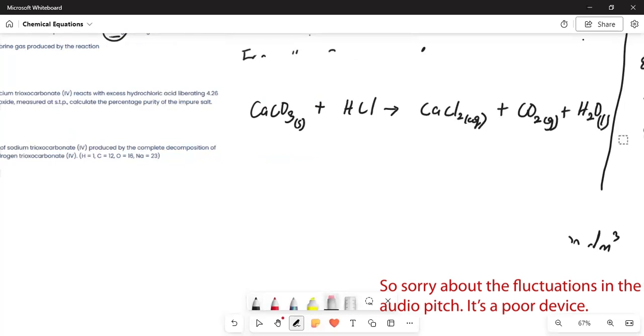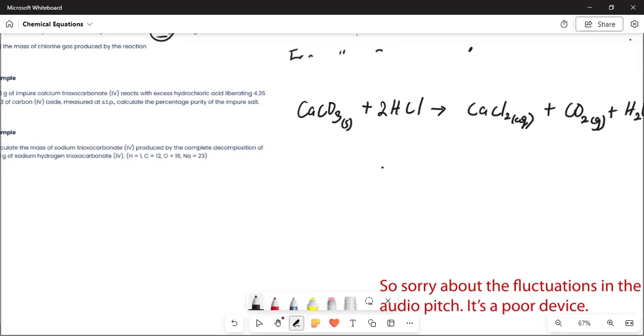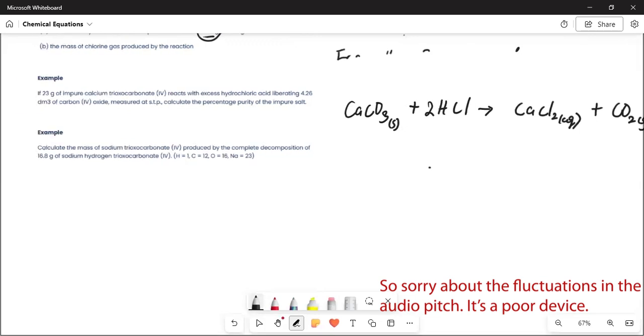Now, is the equation balanced? Let's do an atom count. Calcium is 1 on the left, 1 on the right. Now, carbonate has split to give us carbon dioxide and 1 atom of oxygen, so it's balanced. Hydrogen is 1 on the left, 2 on the right. Chlorine is 1 on the left, 2 on the right. So we need to put 2 here to balance the hydrogen and the chlorine, and the equation is balanced. So the question borders on calcium trioxocarbonate(IV) and carbon(IV) oxide. We need to calculate the mass of calcium carbonate in this balanced equation.